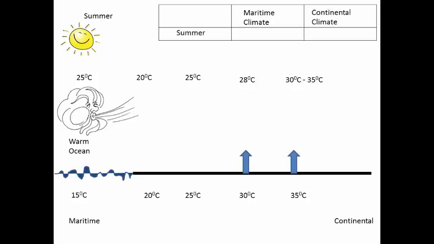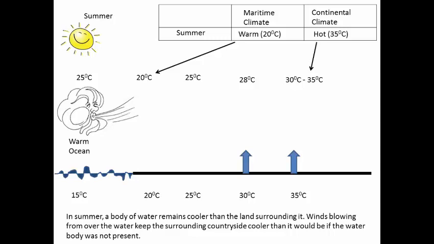In the summer, we indicate that the maritime climate is warm, while in comparison, the continental climate is hot. As a result, when it comes to the water and climate, we state that in the summer, a body of water remains cooler than the land surrounding it. Winds blowing from over the water keep the surrounding countryside cooler than it would be if the water body was not present.